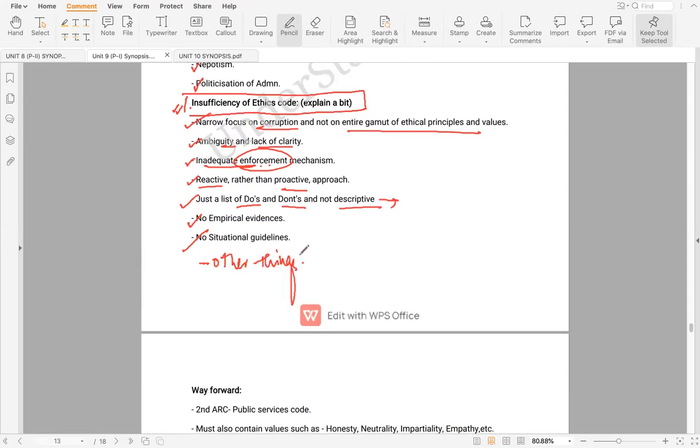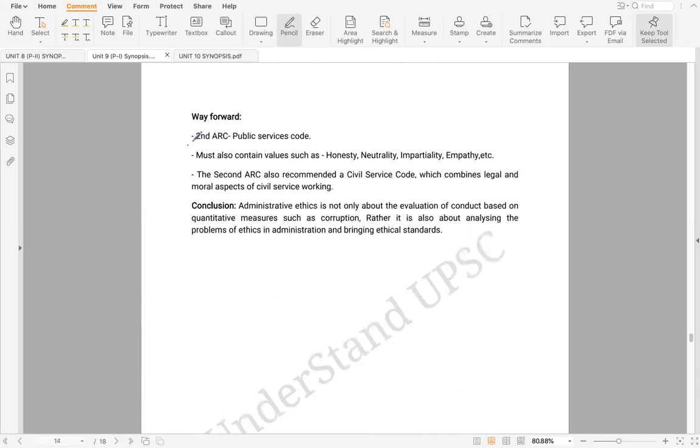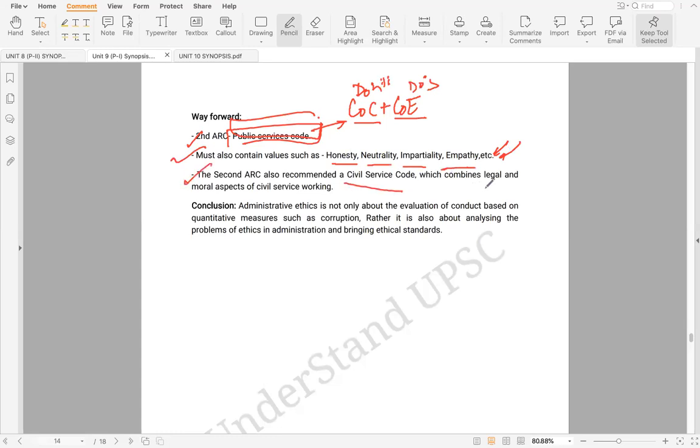Way forward: the second ARC says you need a public services code. What is a public services code? It is nothing but a code of conduct plus a code of ethics. Try to differentiate between what a code of conduct and a code of ethics is. This is don'ts, this is do's, and you need a public service code which gives you both. It must also contain values such as honesty, neutrality, impartiality, empathy. This is something which is lacking in the present code of ethics. The second ARC also recommended a civil services code which combines the legal and moral aspects of civil services working.